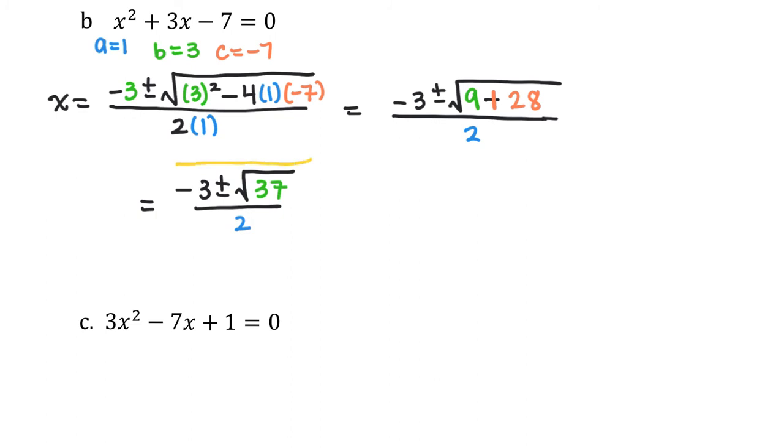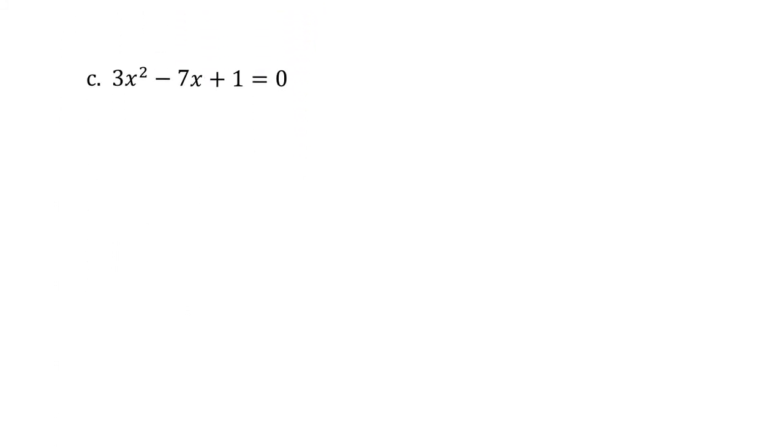So this is my two answers. One of them is -3 plus the square root of 37 divided by 2, and the other one is -3 minus the square root of 37 divided by 2. Okay, remember today everything will be irrational. Tomorrow we'll add some rational answers. Okay, let's try one more, and I'm just trying to move the negative sign to different places on the ABC.